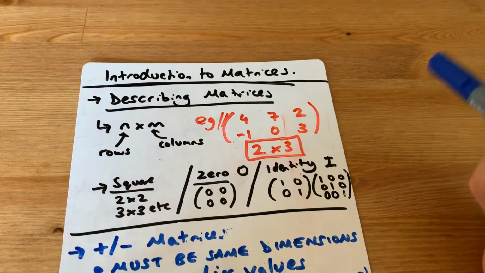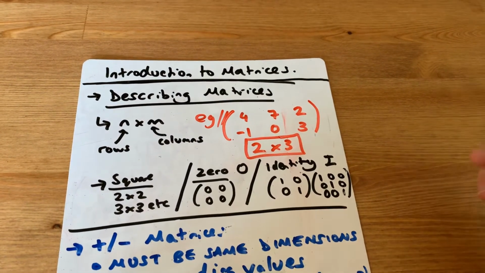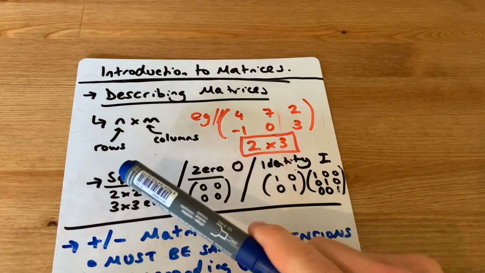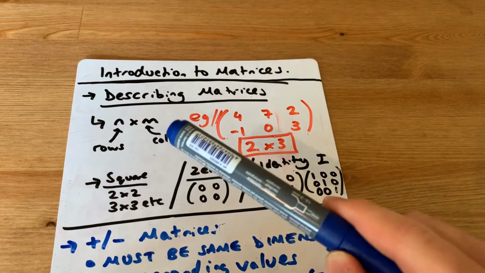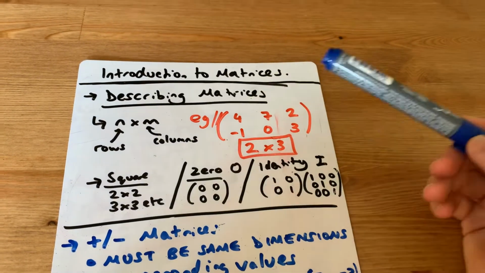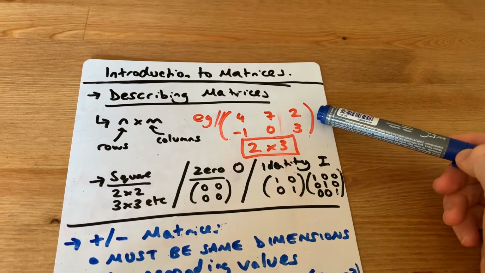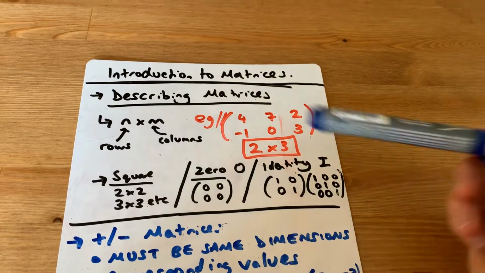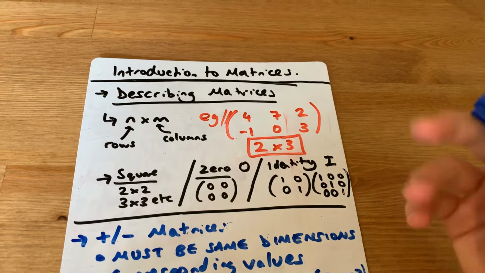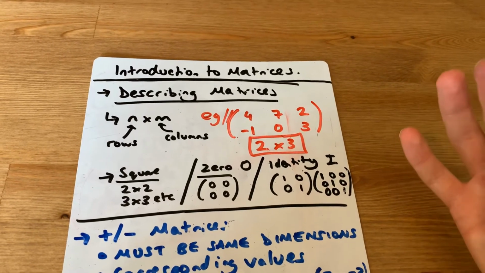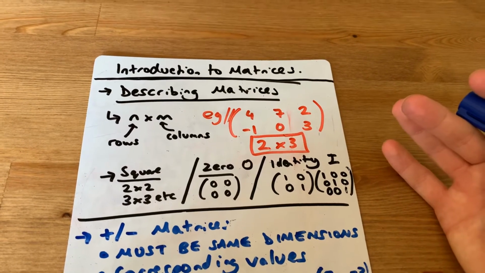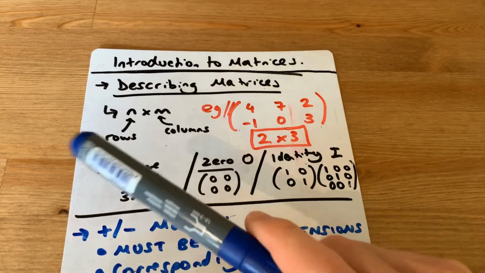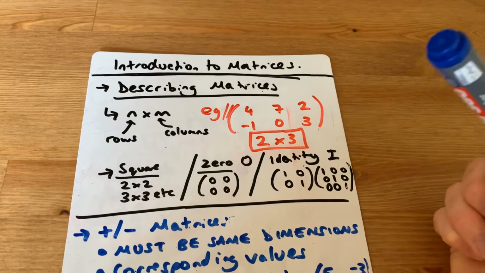So first things first, we need to get into the habit of describing matrices in this form: n rows multiplied by m columns. I've written a matrix here, just a random one, 4, 7, 2, minus 1, 0, 3, but using this description, we should be happy that this would be what is called a 2 by 3 matrix. We have to understand that we are going to describe matrices always n rows by m columns.